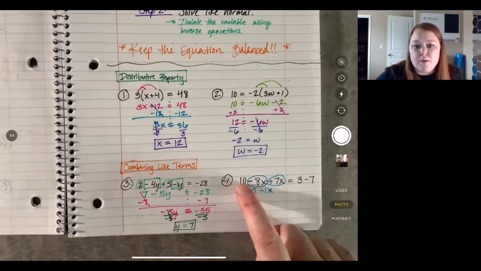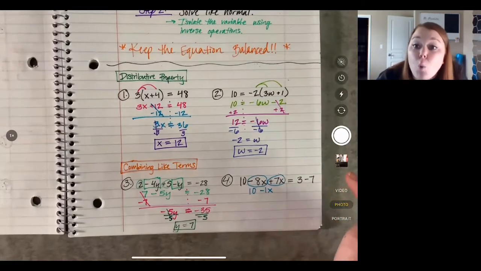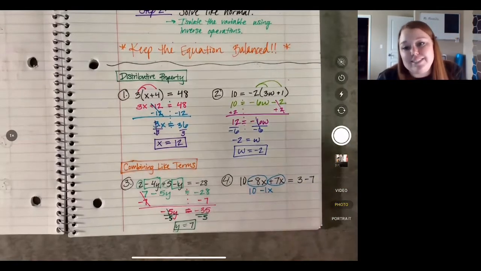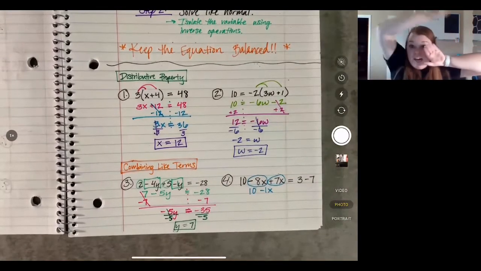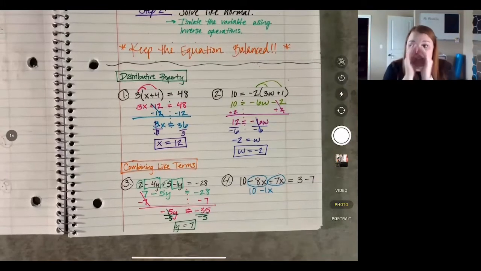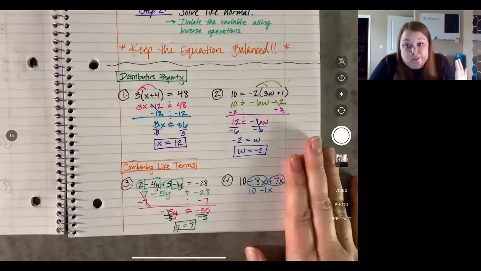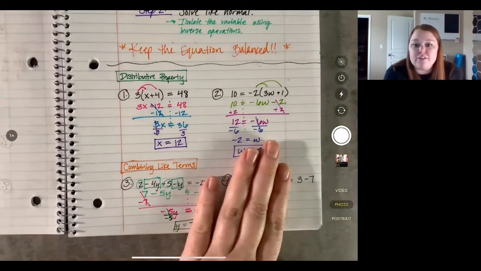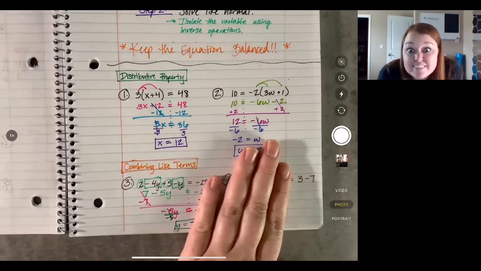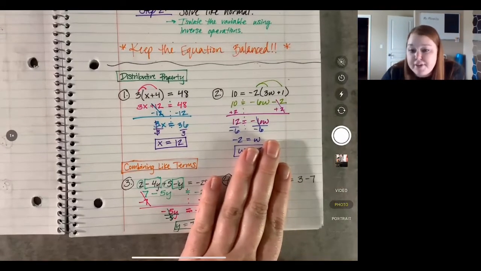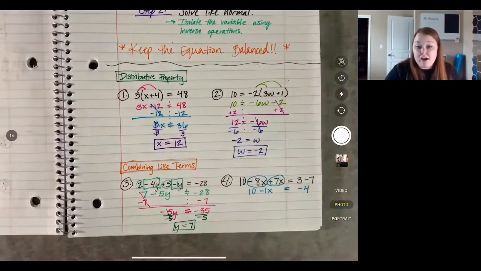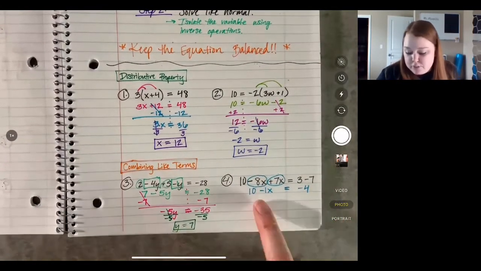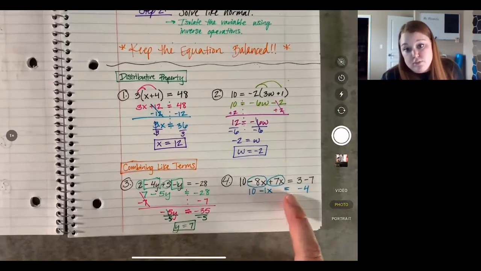Some of you are thinking, well, can I put the 10 with the 3 and the 7? No. Here's why. They're on different sides of the equal sign. They are separate, okay? Don't be combining things that are on different sides of the equation. So we simplify the left. We're done simplifying. We go to the right. Is there anything we can simplify? Yeah. What's 3 minus 7? Negative 4. So now, after I clean things up, I'm left with 10 minus 1x equals negative 4.